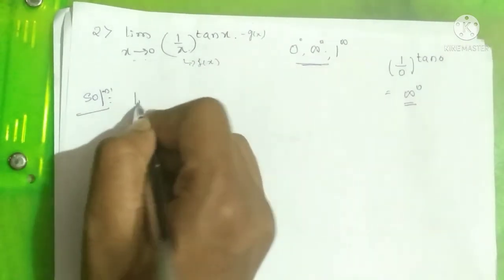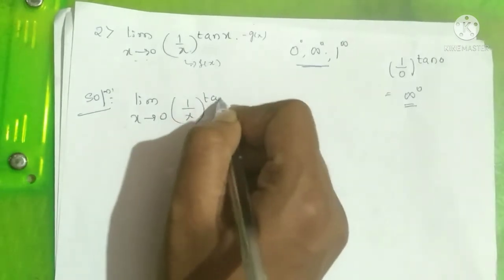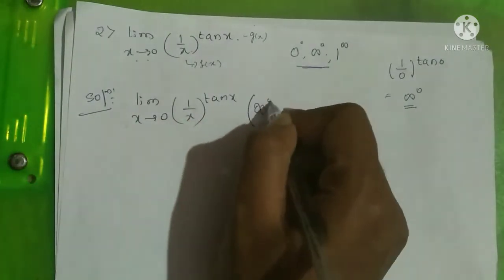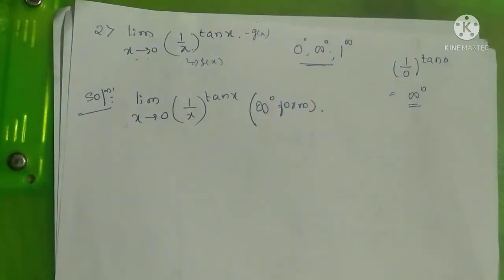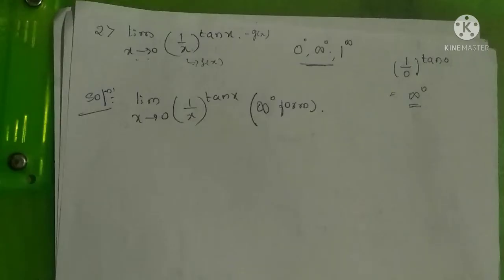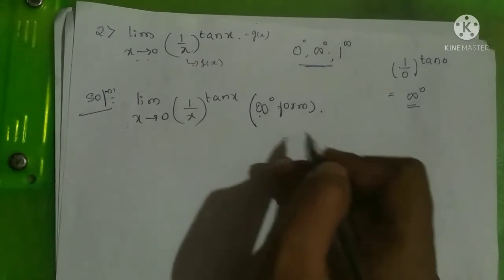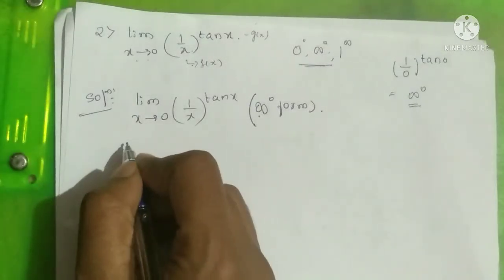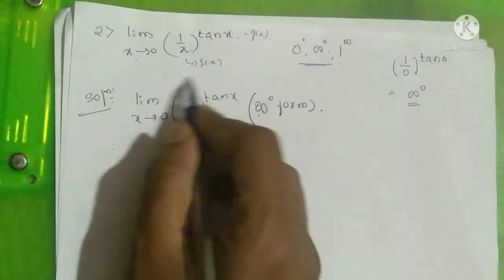So limit x tends to 0, (1 by x) whole to the power of tan x is in the form of infinity to the power of 0 form. After confirming which type of indeterminate form it is, what you have to do is equate the given function to L.